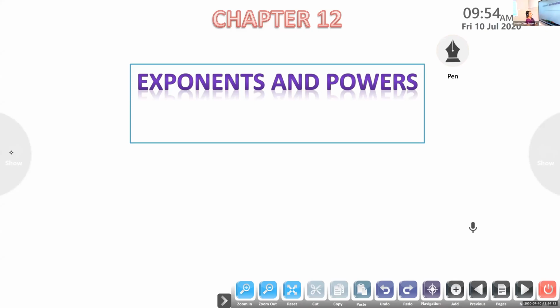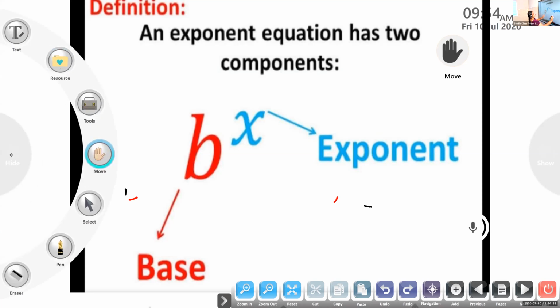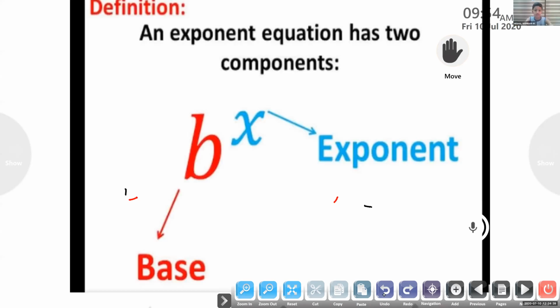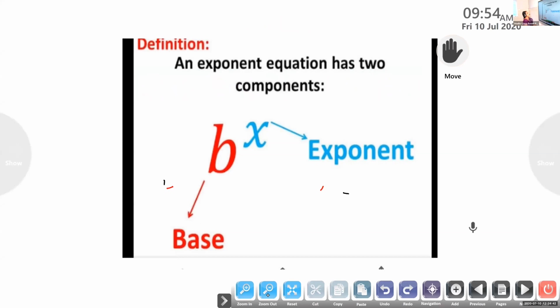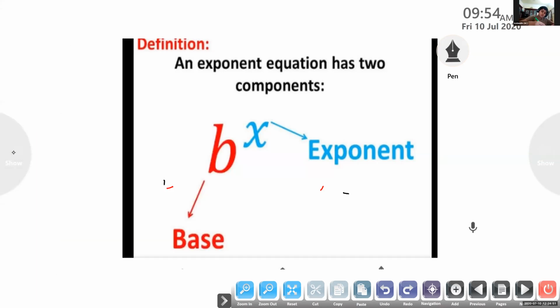Okay. So chapter 12, exponents and powers. An exponent equation has two components. They are exponent and base. I will show you. See this. An exponent equation has how many components? Two components. One is the exponent. The other one is the base.